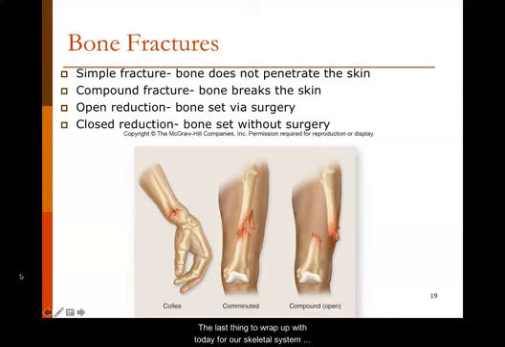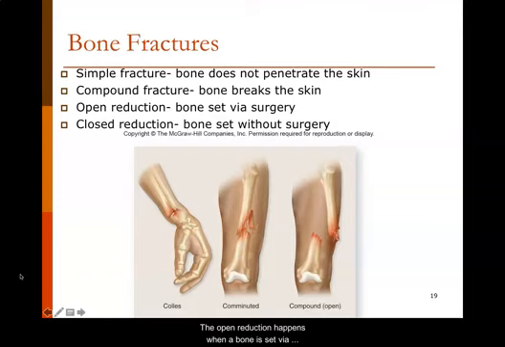The last thing to wrap up with today for our skeletal system, tissues, bone, and cartilage lecture is diseases and problems. One of the most common problems with bone that you'll encounter will be a fracture or a break in a bone. Fractures can be classified as simple or compound depending on whether or not the bone breaks the skin. Simple is no bones penetrating the skin. A compound fracture is when fragments of the bone are perforating through the skin, kind of sticking out of the skin.